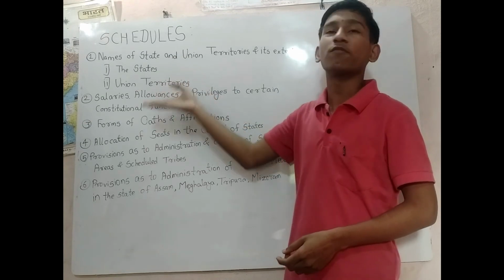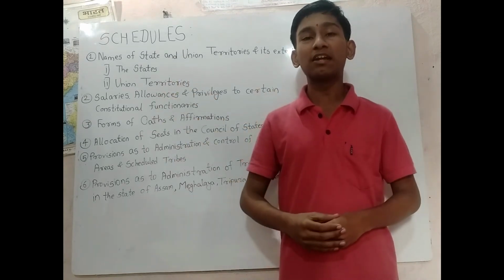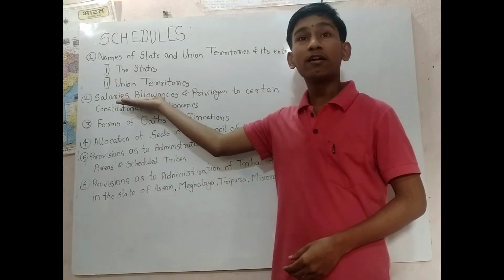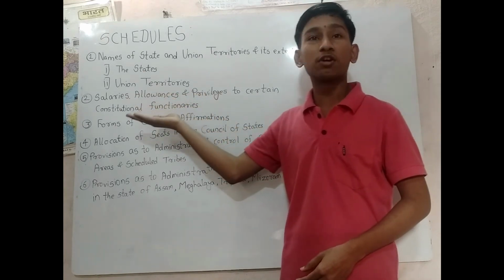So this is part B of the first schedule regarding Article 238, which is a repealed article at present. Next, it's the second schedule regarding salaries, allowances, and privileges to certain constitutional functionaries.